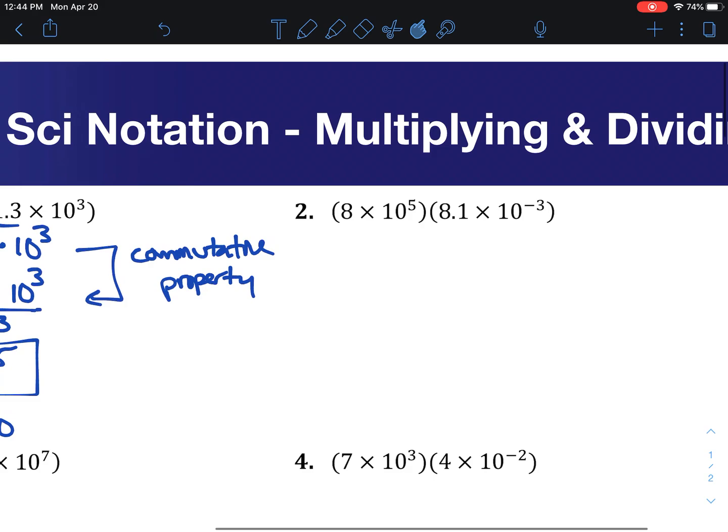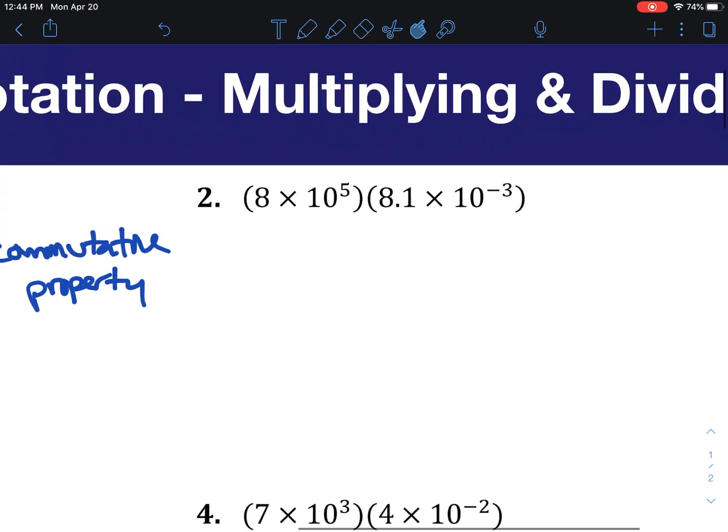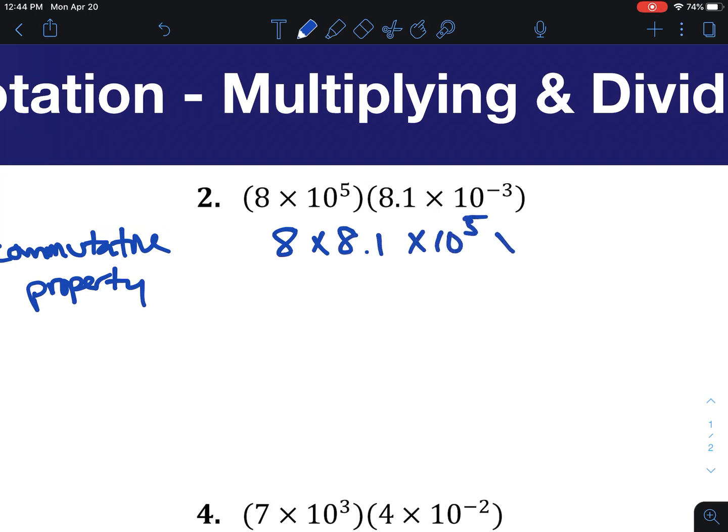All right, moving on to some more examples here. Number 2. Very similar. We're going to go a little bit quicker. So we're going to rearrange the numbers: 8 times 8.1 times 10 to the 5th times 10 to the negative 3rd. And you'll notice here I use the times sign as an X instead of the other times sign. It doesn't make a difference. We're going to multiply 8 times 8.1 just to save a little bit of time. I'm not going to show the steps for that. 64.8 would be that product.